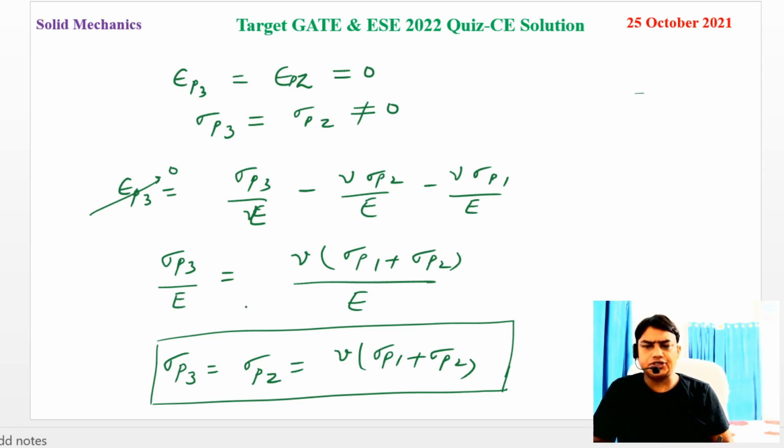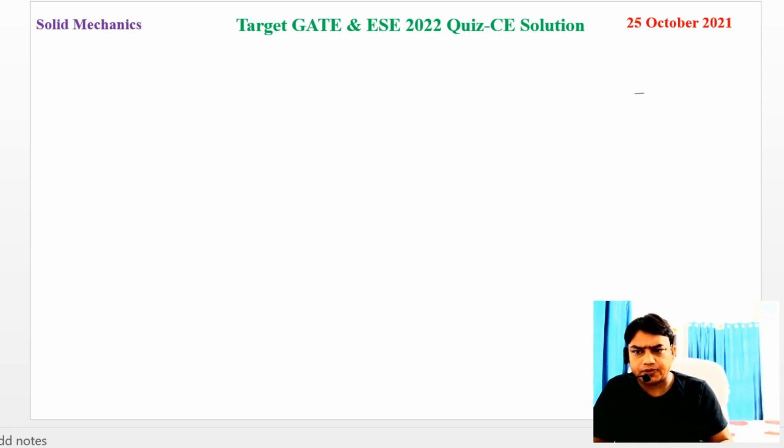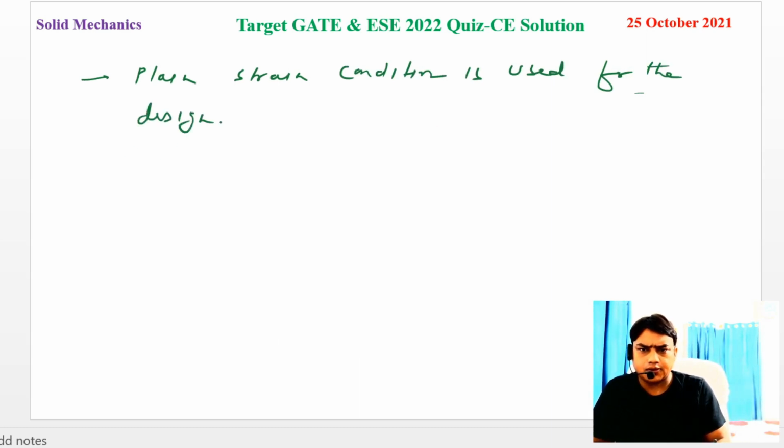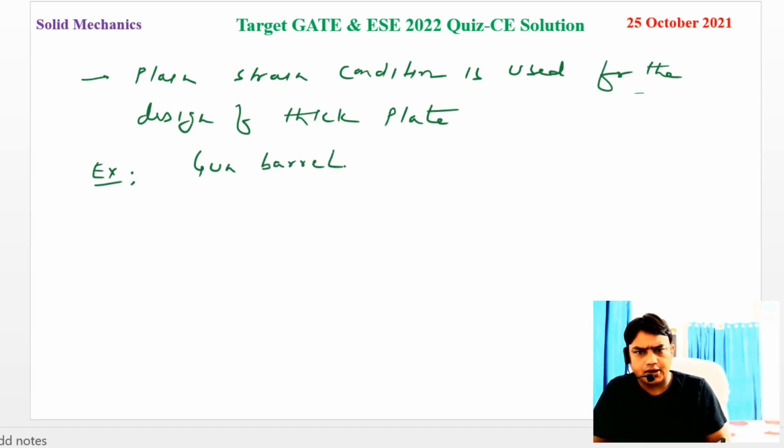Generally, plane strain condition is used in the design of thick plates, for example, for the design of a gun barrel.